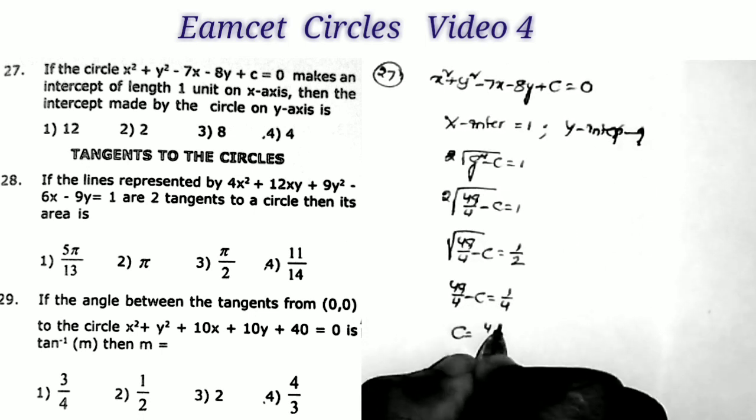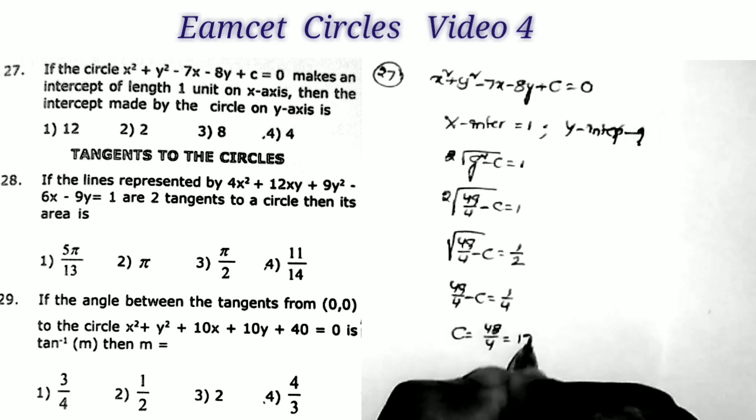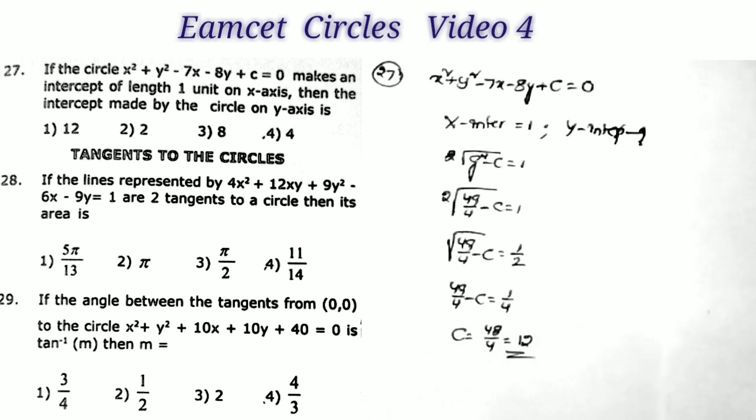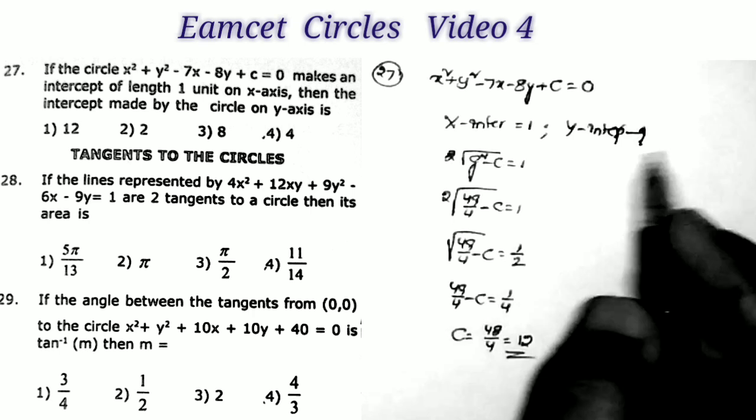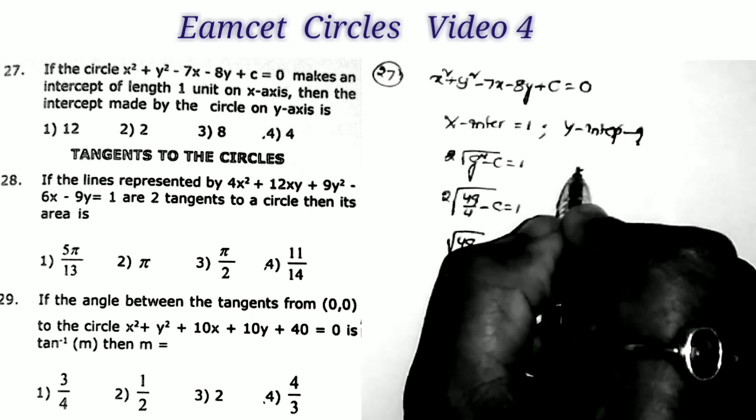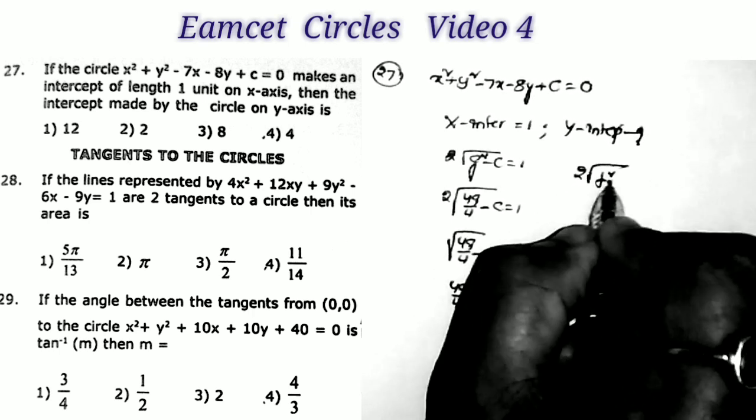49 minus 1, 48 by 4, that is equal to 12. Okay, c value is equal to 12. Now what we want is the y-intercept. What is the y-intercept formula?